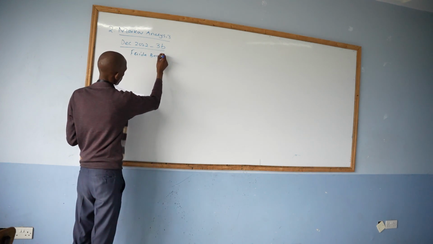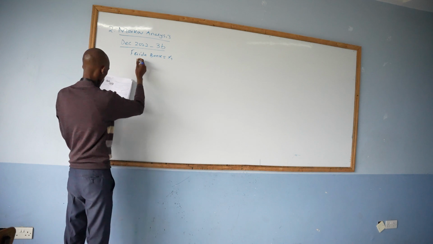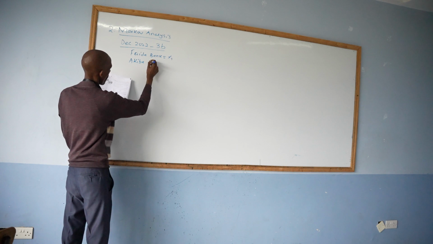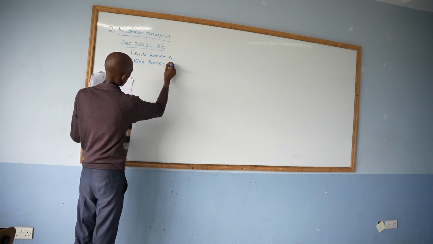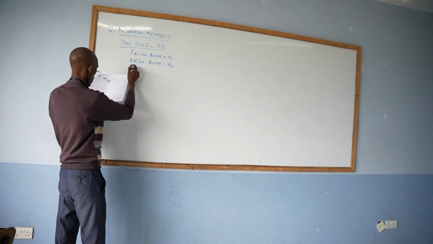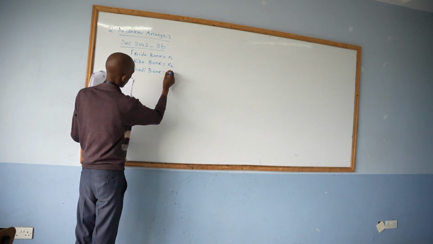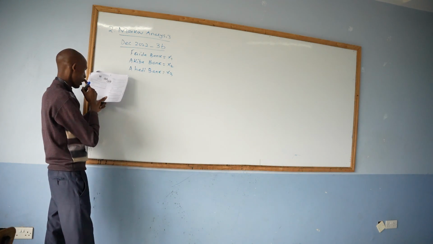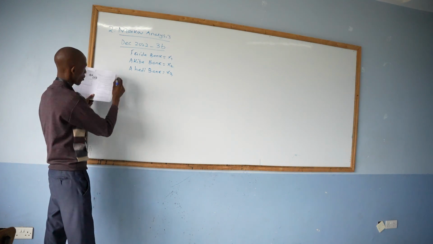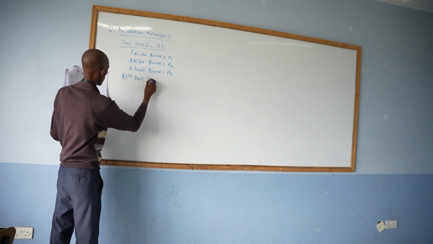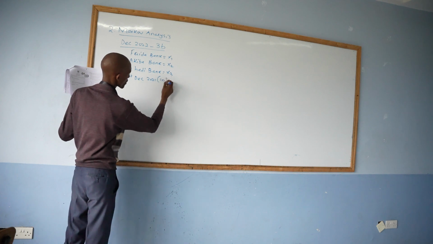Let Faida Bank be represented by X1. Then we have Akiba Bank, which can be represented by X2. Then the other one is Ahadi Bank, which can be represented by X3. Then we are told that at first December, what was the situation? First December 2021, which will now be our initial state.